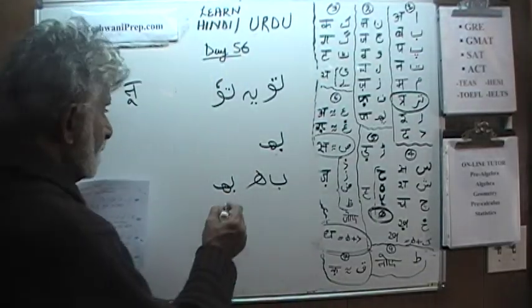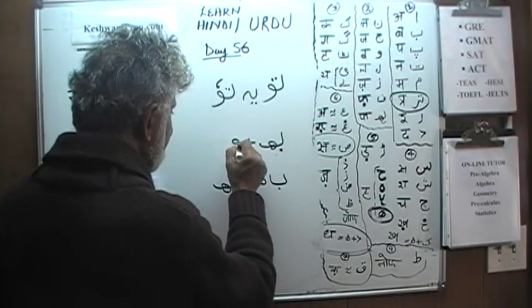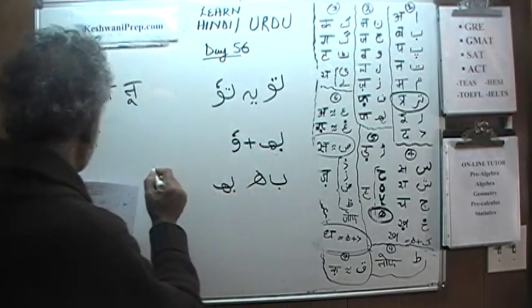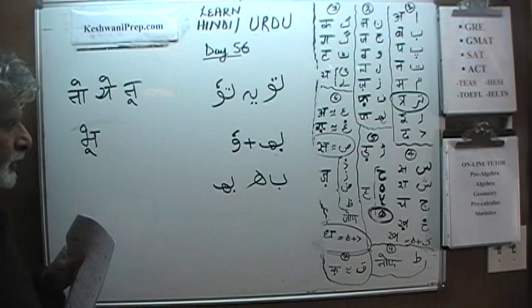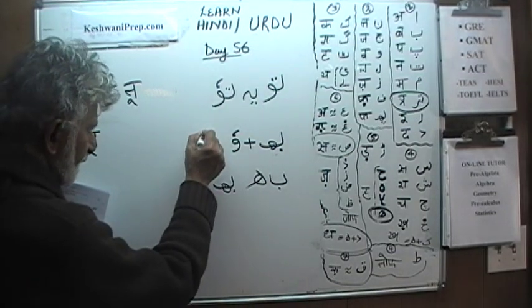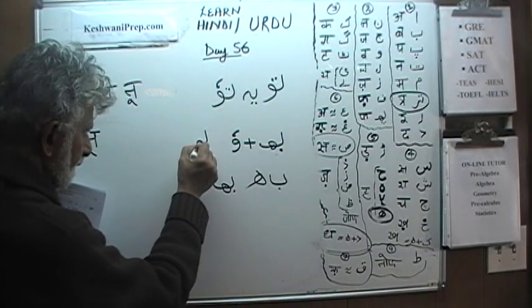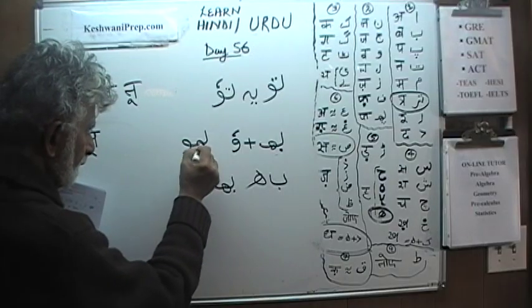To produce the badi u ki matra, ba is going to join with the wow with the ulta pesh. And that's going to give us boo. And when it does so, it's going to look like this. There's a ba, ha, wow, and then ulta pesh.